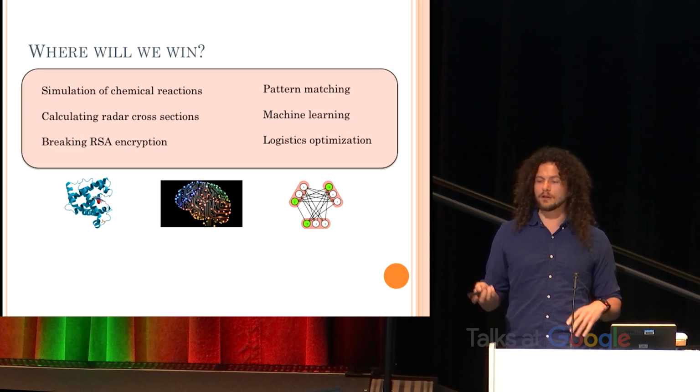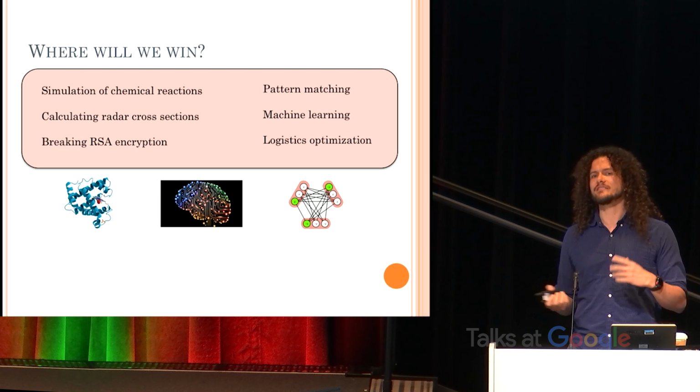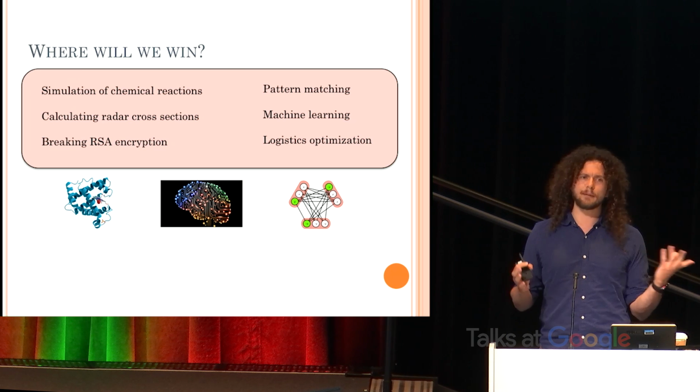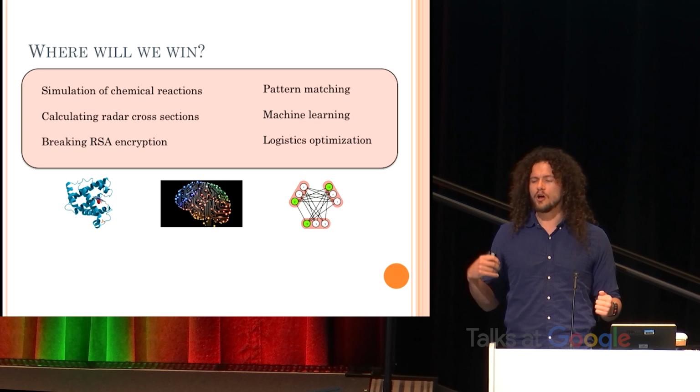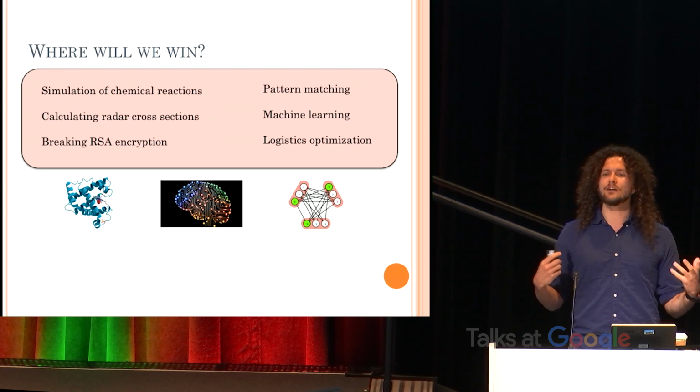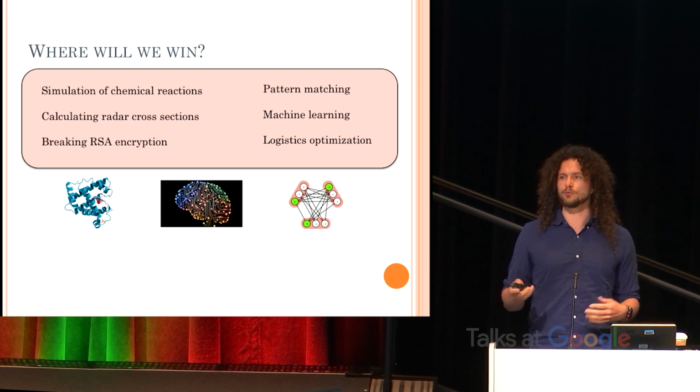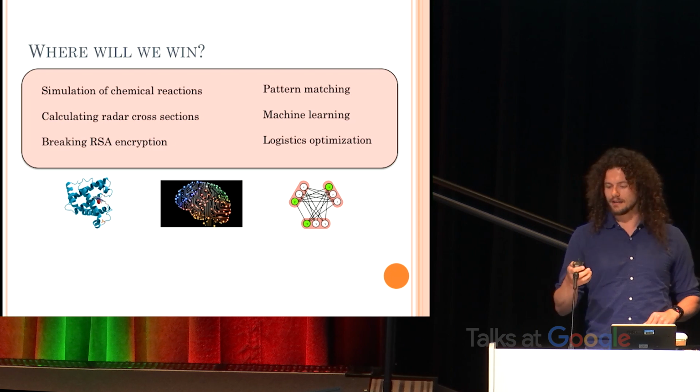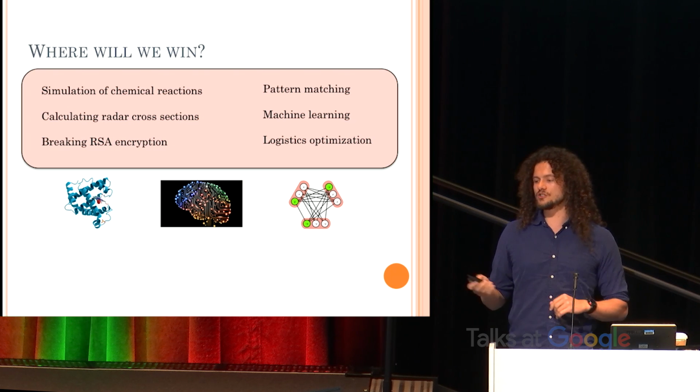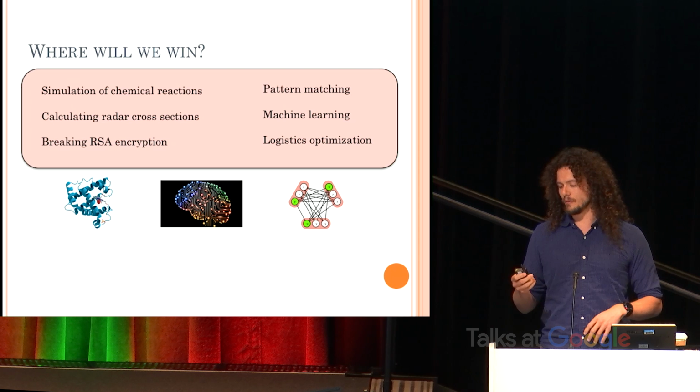Or another one I'll talk a little bit about is calculating radar cross-sections of perhaps planes or machines you might be interested in, or pattern matching or machine learning, and of course breaking RSA encryption if you're a three-letter agency and you're worried about that kind of thing. And there's a few images of what people might have conceived these might look like.